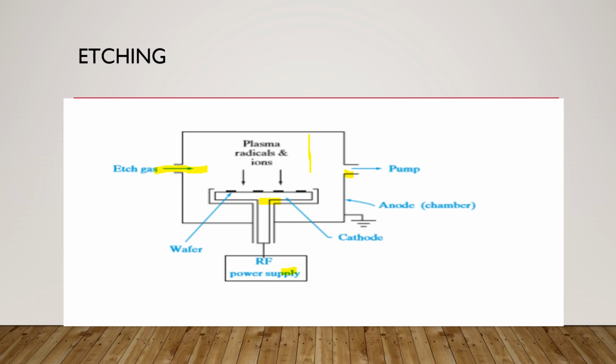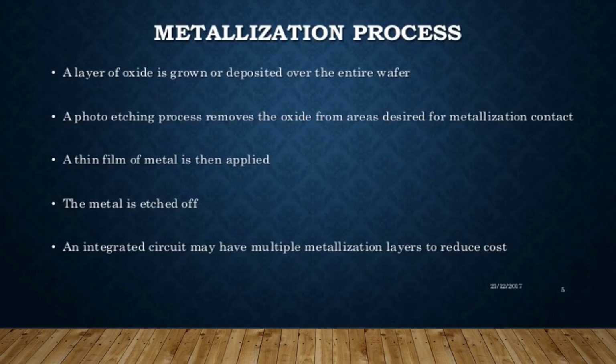So this is all about etching, and the basic reason for etching is that it is used to remove contamination which may be on the device or on the wafer. The other important factor which we have to consider is metallization. The metallization process is also important because after etching we have to connect the device with the external circuit, so metal contacts are needed.